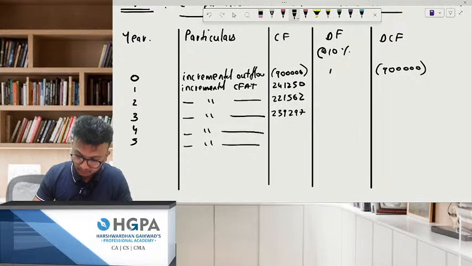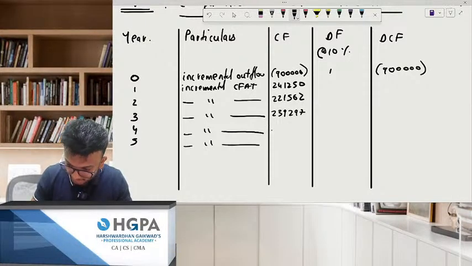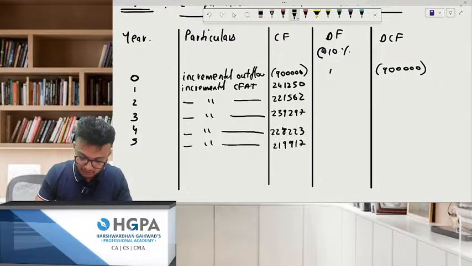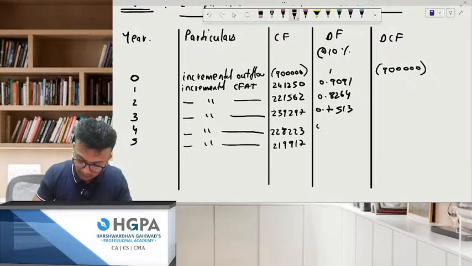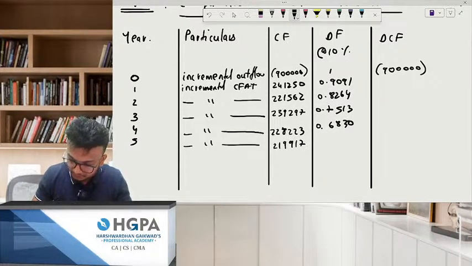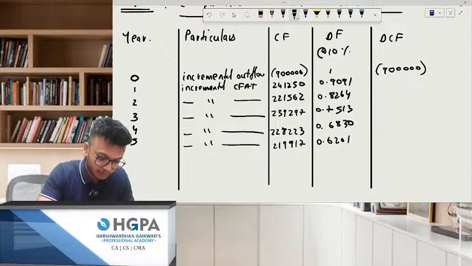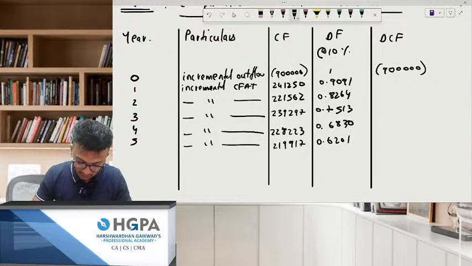Janvi is from Pune. Next, 2,28,223 and 2,19,917. Okay, I hope your discounting factors, take 4 digits: 0.8264, 0.7513, 0.6830, and 0.6201. I hope the last one is right. 6201, right? Okay.